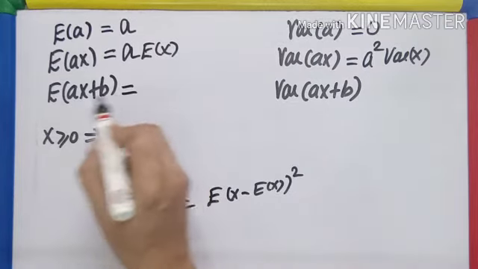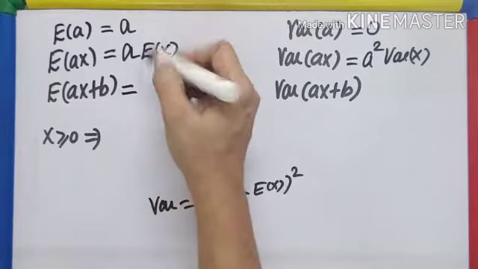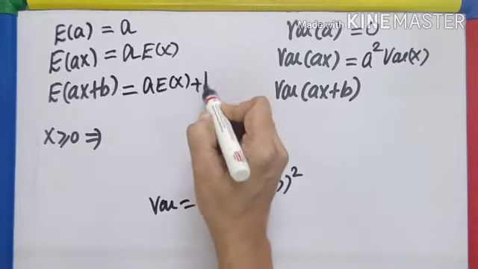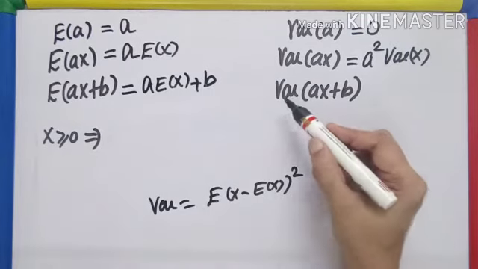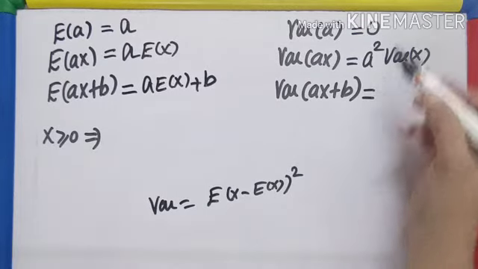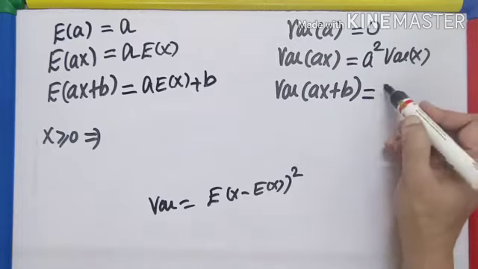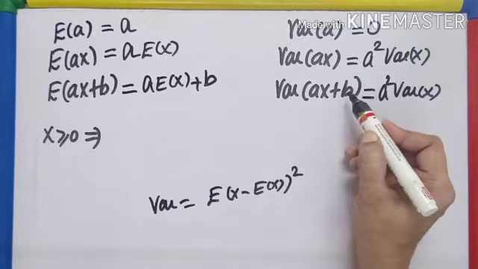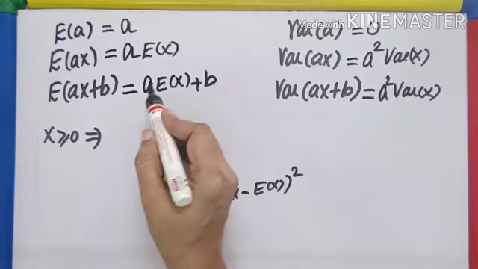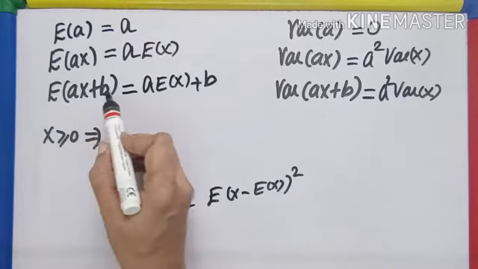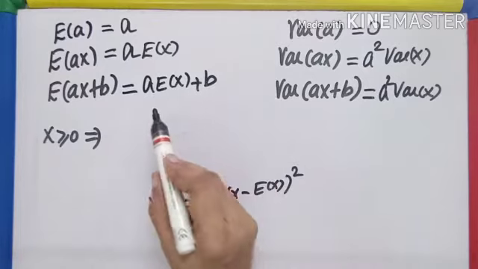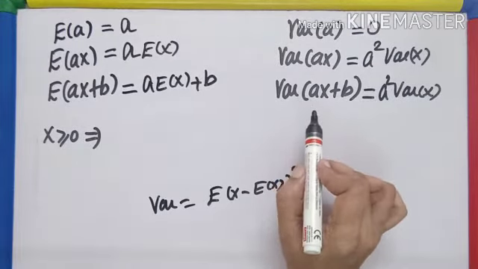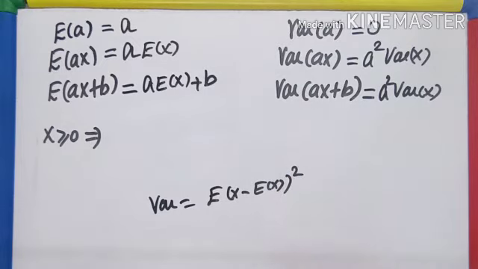E of Ax plus b tells me, combining these two, A E of x plus b. Whereas variance of Ax plus b tells me, combining these two, A square variance of x alone. B constant will become 0. Here A comes out, constant will come as it is. So these are some very little properties that we can remember while doing objective type questions.